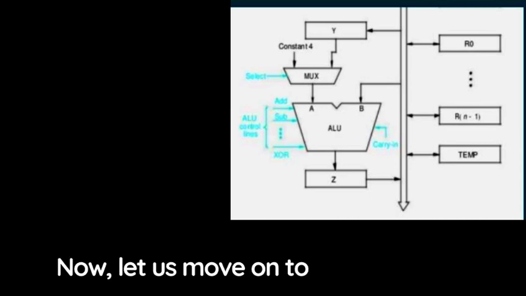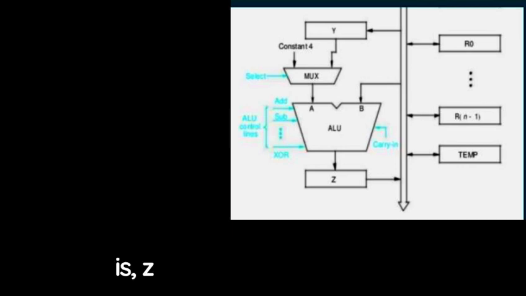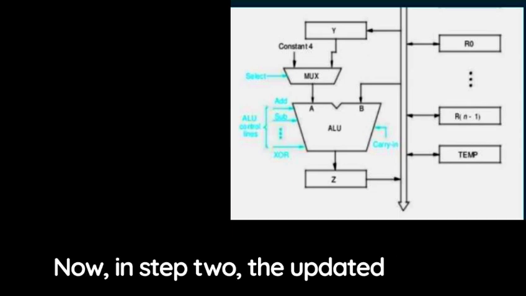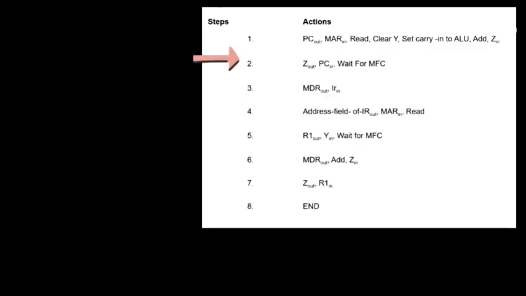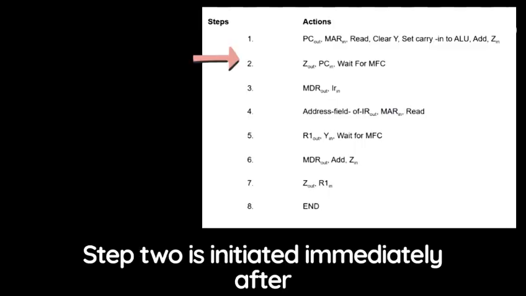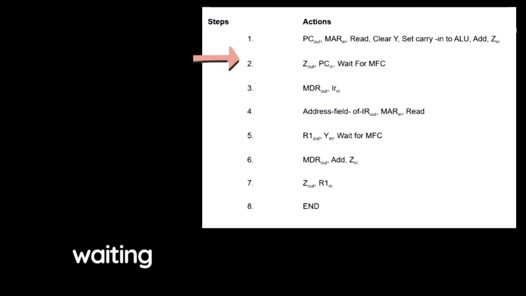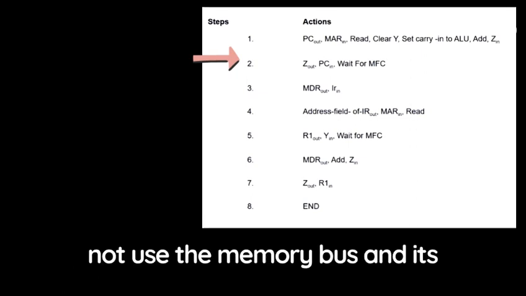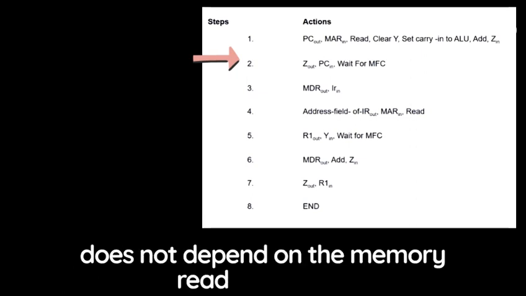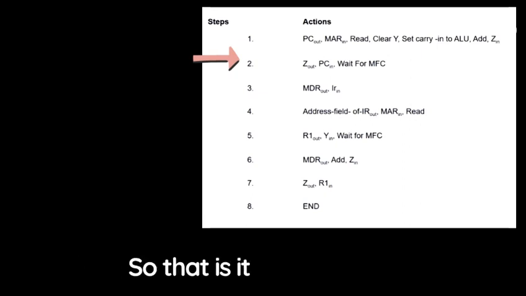Now let us move on to step 2, that is Z out, PC in, wait for MFC. In step 2, the updated value is moved from register Z back into the PC. Step 2 is initiated immediately after issuing the memory read request without waiting for completion of the memory function. This is possible because step 2 does not use the memory bus and its execution does not depend on the memory read operation. So that is it for step 2.